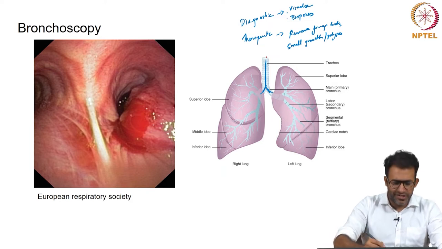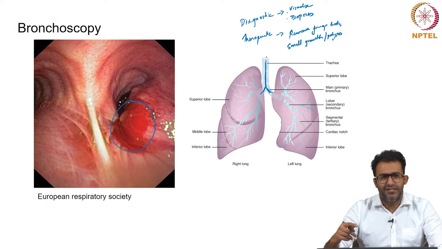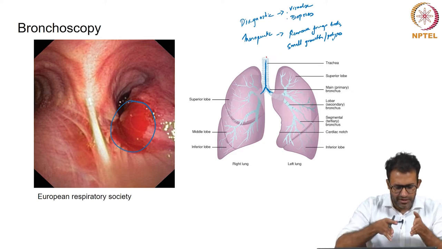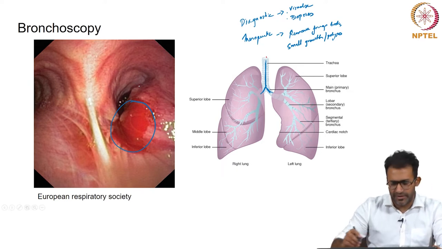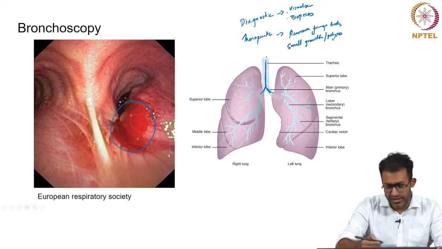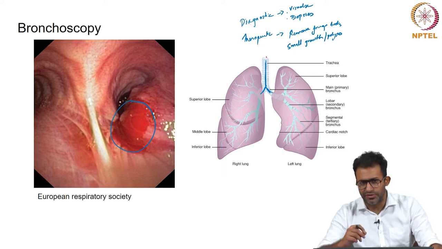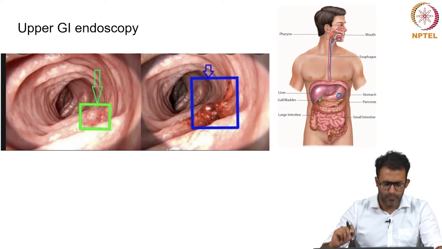What you see here is an image of a lesion near the bifurcation. Here you can see that the trachea, the windpipe, is bifurcating into the right bronchus and the left bronchus. Here you see a lesion. It could be a suspicious lesion, it could be cancer, or it could be something which we don't know. What we are trying to do is take a biopsy from there and send it to the pathologist to understand what that is.